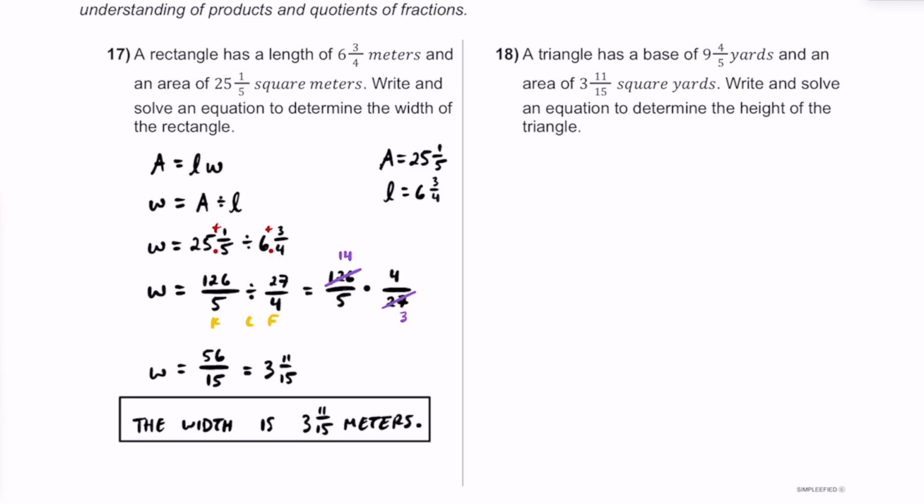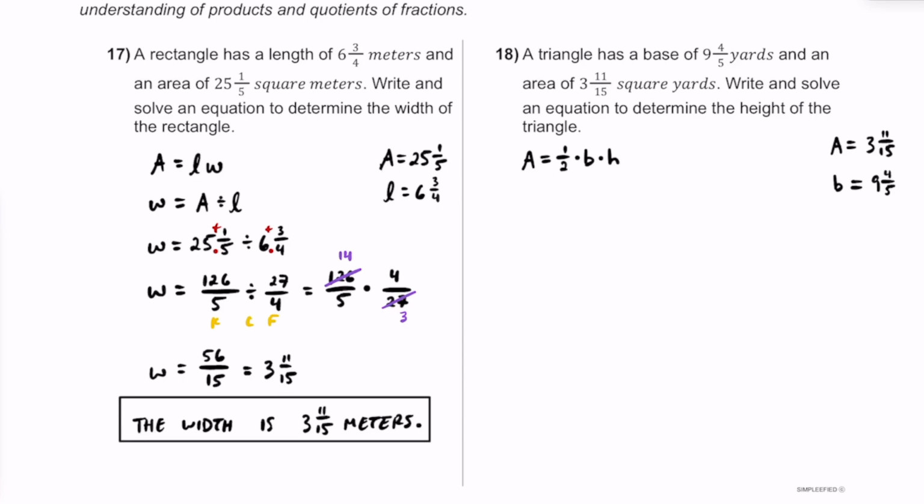All right, so if we're dealing with the area of a triangle, what's that formula? The area of a triangle, one version of it at least, is 1/2 times base times height. But you can also do base times height divided by 2. So what do we know here? We know the area here is going to be 3 11/15, right? And we know the base as well. So the base here is 9 4/5. What we don't know is the height here.